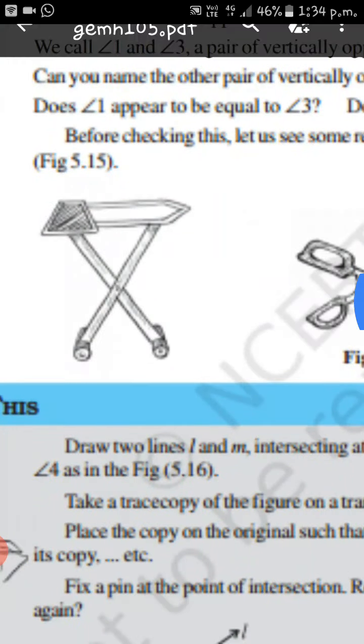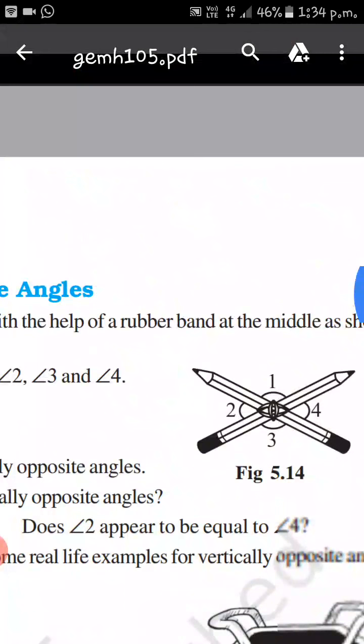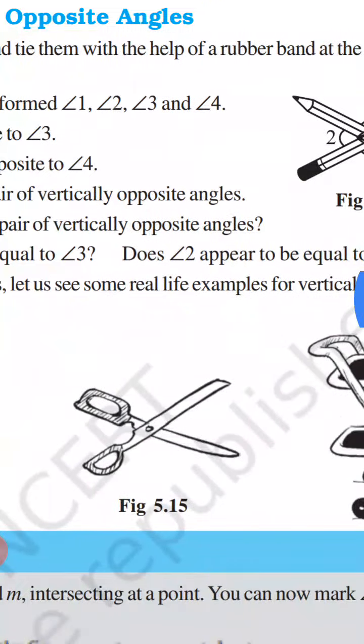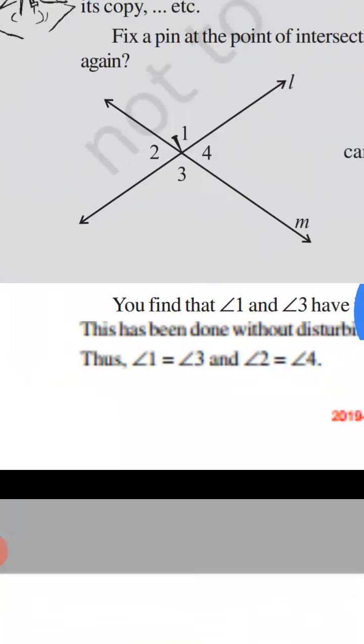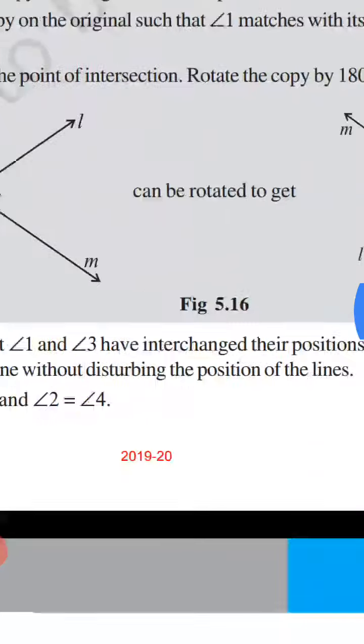Vertically opposite angles. When two lines intersect, as you see here, two pencils cross each other, there are four angles formed, and 1 and 3 are called vertically opposite angles. Similarly, 2 and 4 are called vertically opposite angles, and these angles are equal. 1 is equal to 3 and 2 is equal to 4. So four angles are formed, and their opposite angles have equal measures.